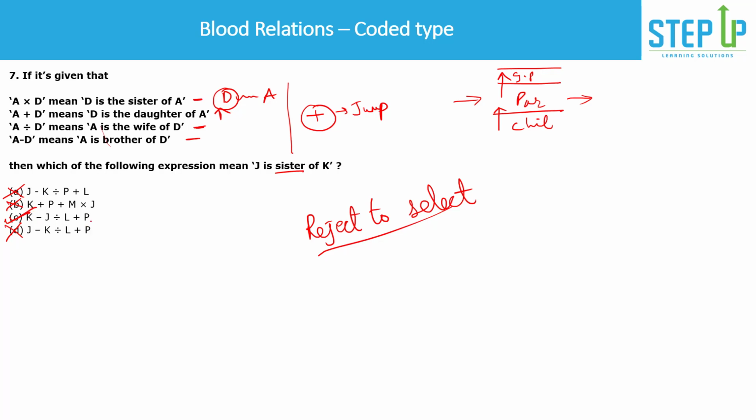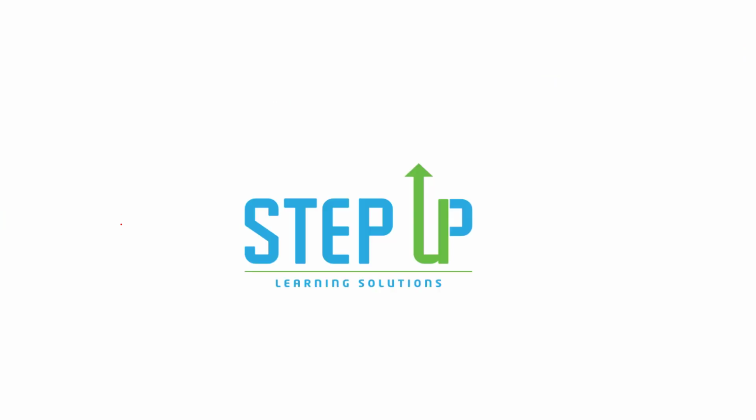So this is so easy, right? Otherwise, you don't have to do anything with L is to P. That doesn't matter anyway for you, right? So the correct option is C. So see how simply we could do it through reject to select. So that's it for this blood relations question types.